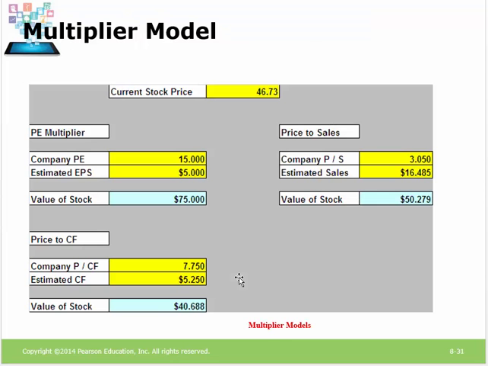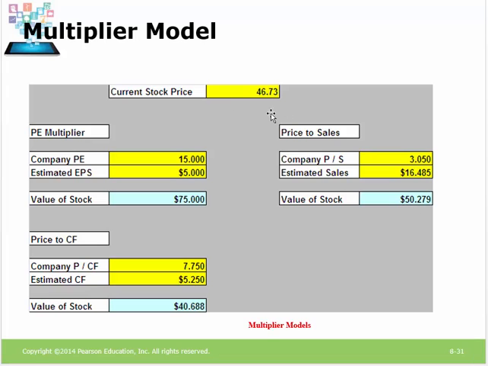So here we have some examples. The PE multiplier: the PE ratio is 15. We estimate earnings per share to be 5. So the value of this company's stock should be around $75. The price to cash flow, 7.75. Estimated cash flow per share, $5.25. The value of the stock here is $40.68. The price to sales, $3.05. Estimated sales per share next year, $6.49. So the value of this stock is estimated to be $50.